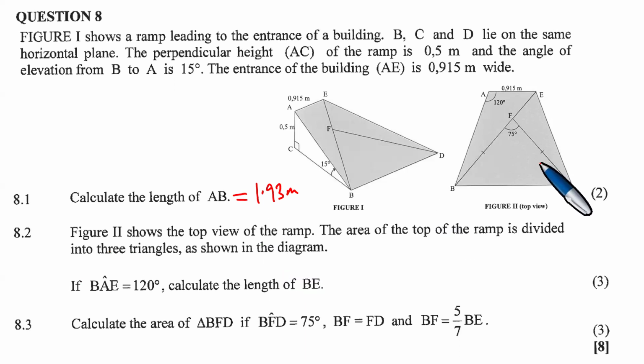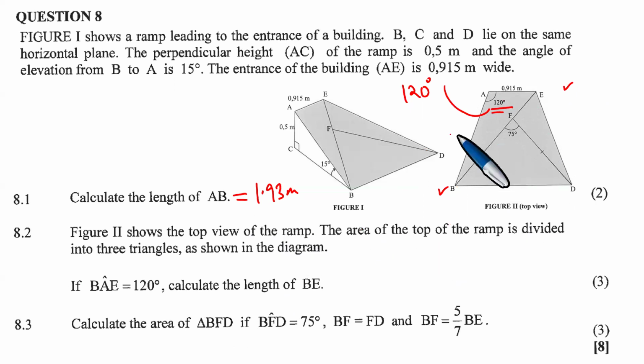Figure 2, which is this one, shows the top view of the ramp. The area of the top of the ramp is divided into 3 triangles, as shown in the diagram. If BAE is 120 degrees, the size of this angle here is 120 degrees. Calculate the length of BE. Right, we need the length of BE.